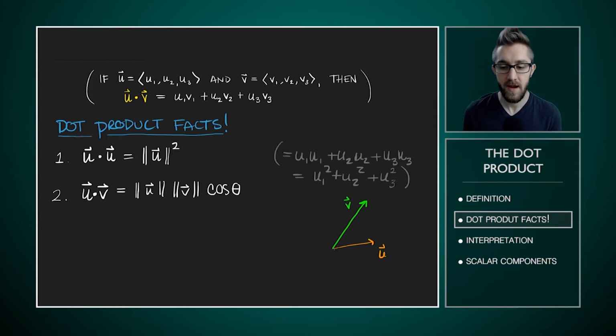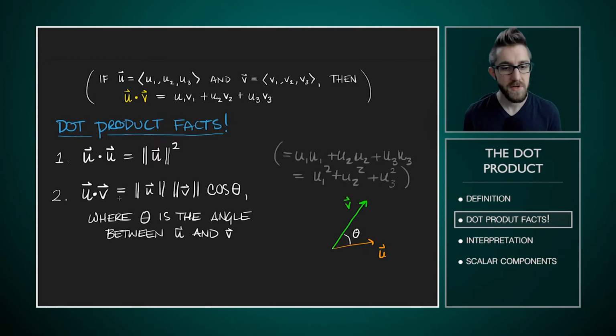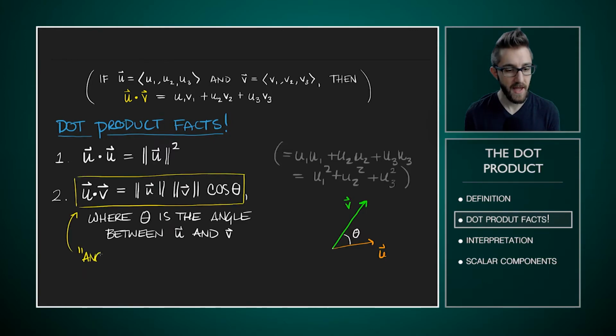So we can draw them with their tails being at the same point so that they kind of make a letter V shape like this. And so the angle theta is the angle between them when they're drawn like this. So this formula here is infinitely useful. Like I said, sometimes it's called the angle formula for the dot product.